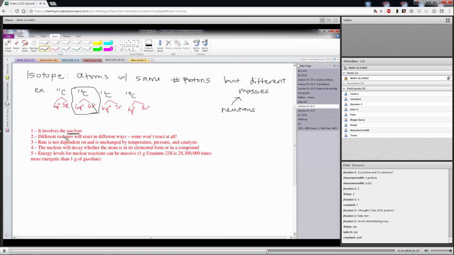The next thing we'll discover is that different isotopes react in different ways. So carbon-12 is really stable. It's not radioactive really at all. Carbon-13 is pretty stable. Carbon-14 will decay into carbon-12. So carbon-14 is radioactive.